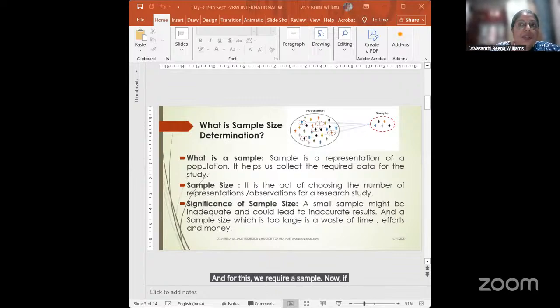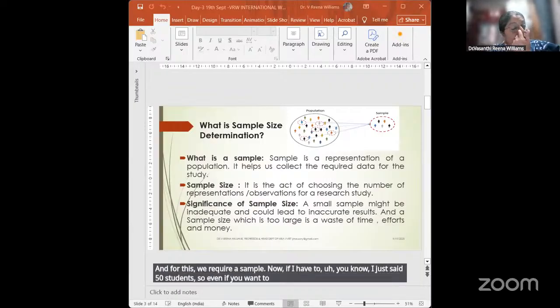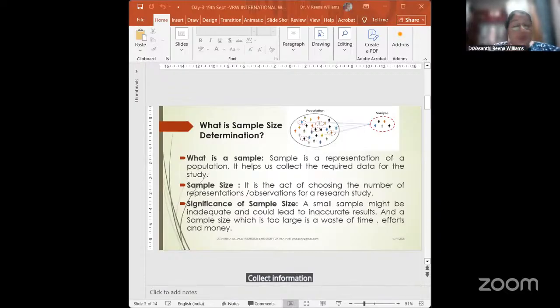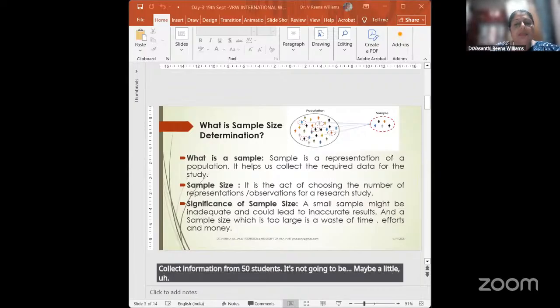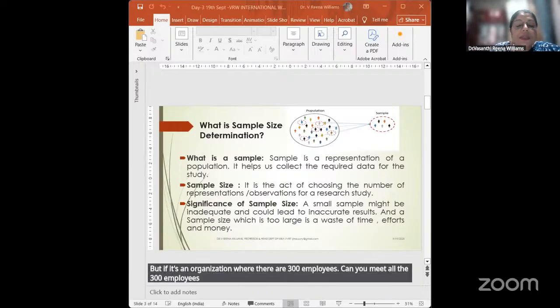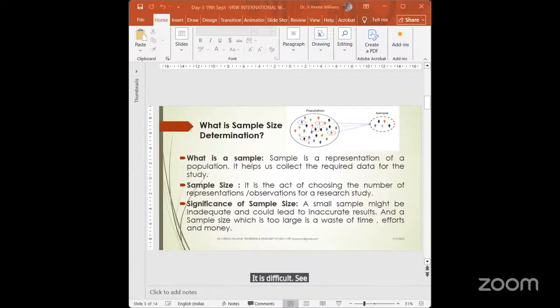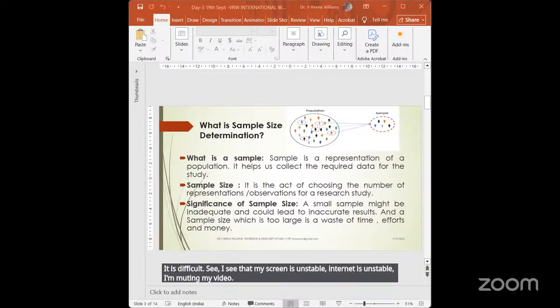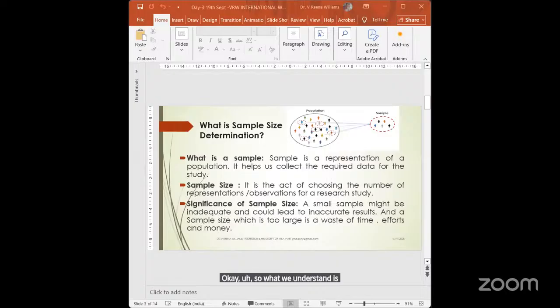Now, I just said 50 students. Even if you want to collect information from 50 students, it may be a little more hectic, but you still can do it. But if it's an organization where there are 300 employees, can you meet all the 300 employees? It is difficult. I see that my screen is unstable, the internet is unstable. I'm muting my video. Okay. So meeting around 300 employees will be a little challenging.